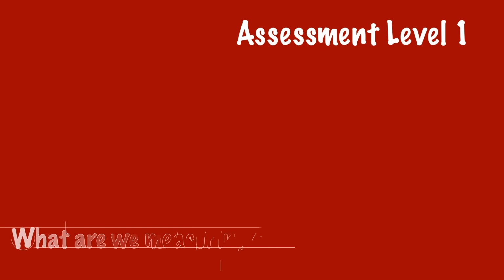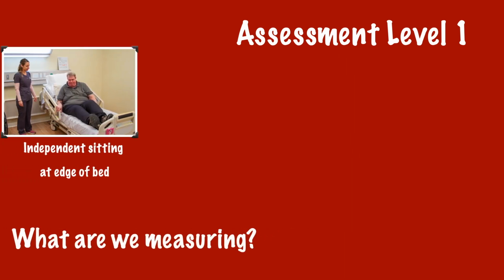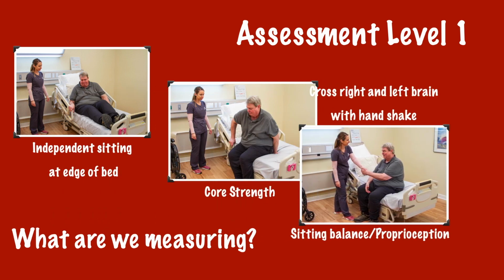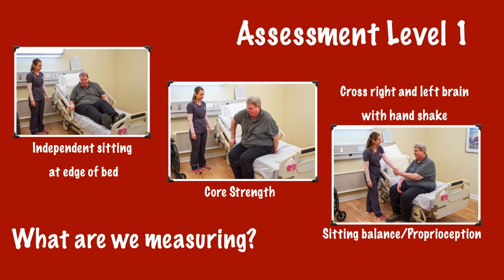During assessment level 1, we measure a patient's ability to come to a sitting position independently. We measure a patient's core strength or ability to sit unsupported, and we measure proprioception or sitting balance. Crossing midline during the shake challenges right to left brain communication.